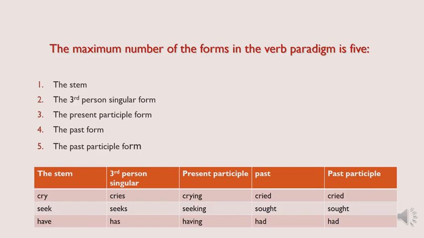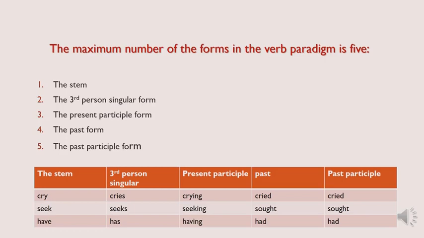In this lecture, we are going to talk about the verb paradigm. Previously, we've said that the verb paradigm consists maximally of five forms, including the stem, the third person singular form, the present participle form, the past form, and the past participle form. So we have five forms in the verb paradigm.